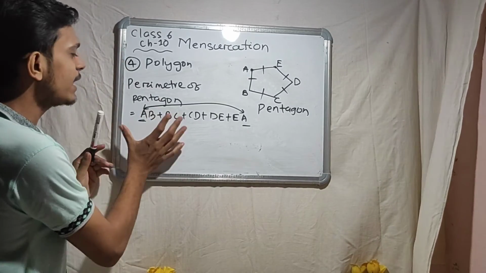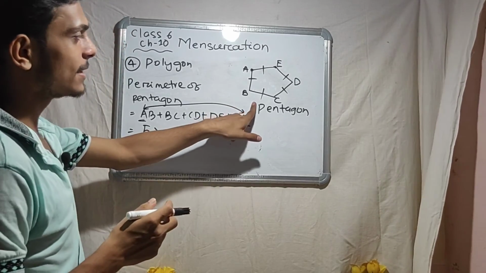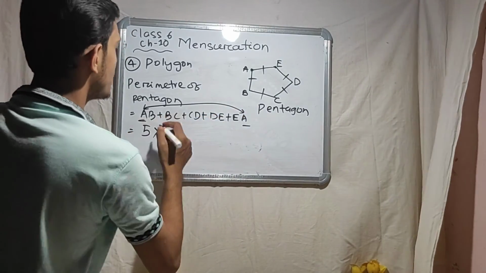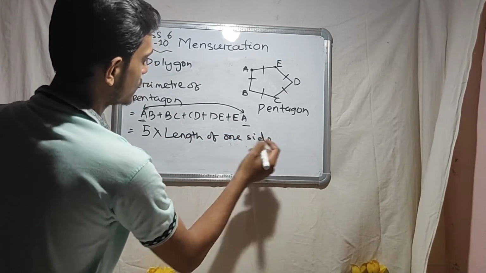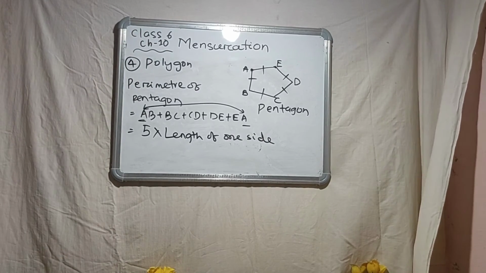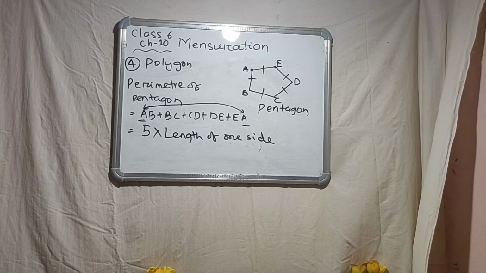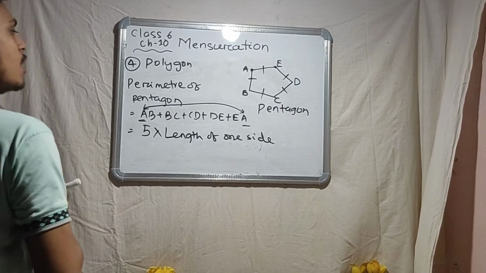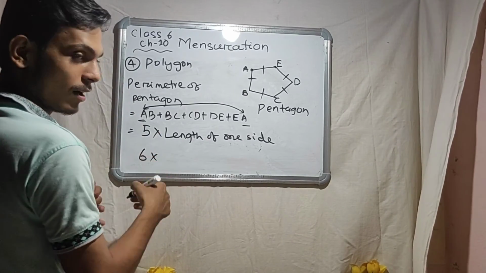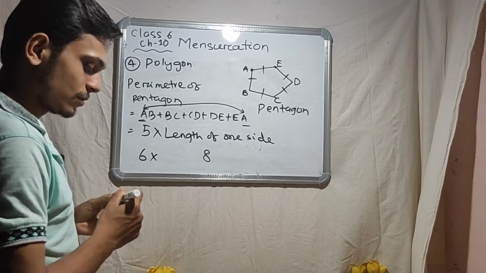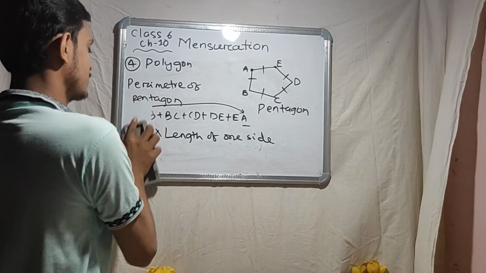But here all the lengths are equal, so we have to multiply by 5, because the number of sides is 5. Clear my point? So 5 multiplied with length of side. Just like pentagon, for hexagon it is 6 multiplied, for octagon 8. In this way, you can find the perimeter of a polygon.